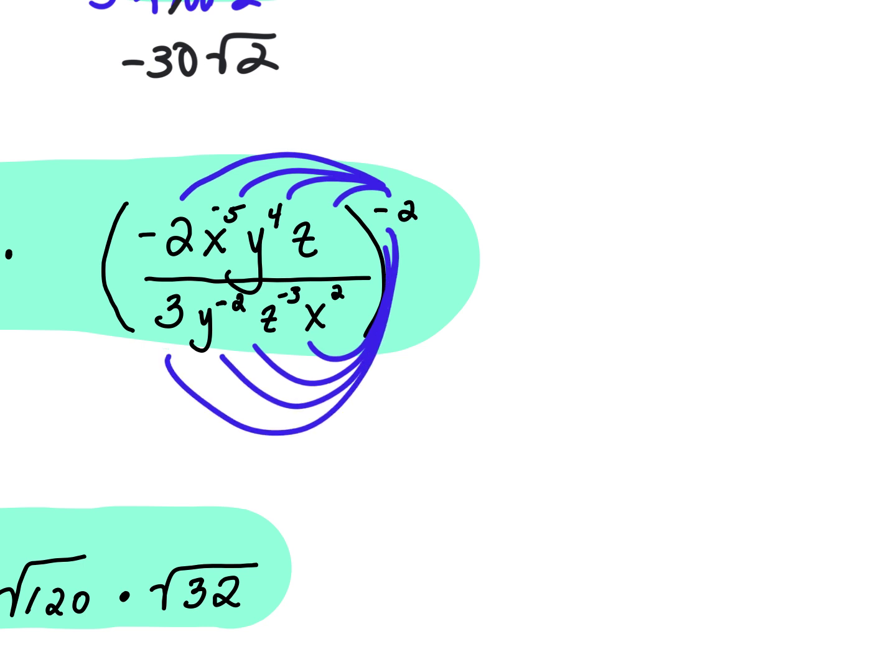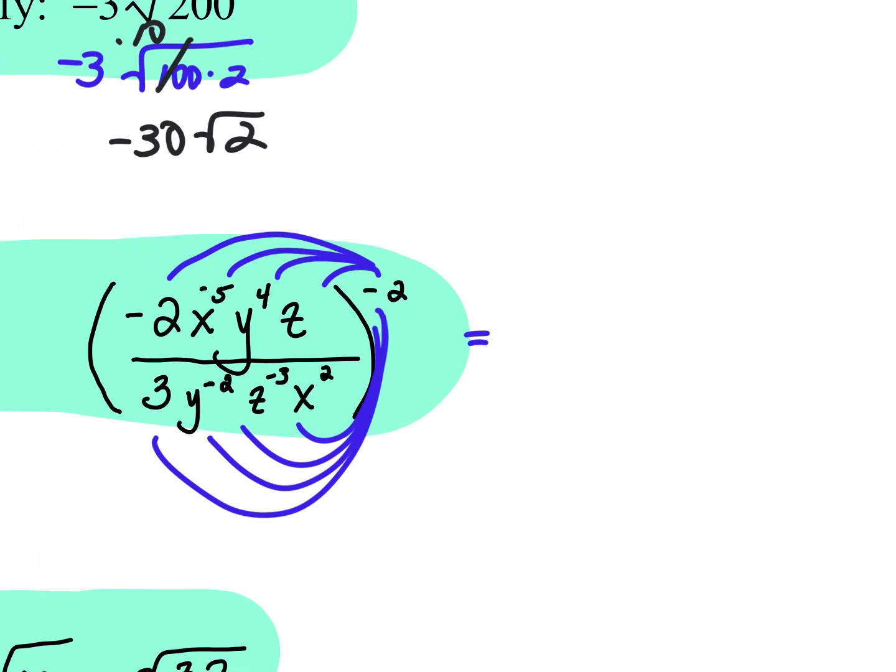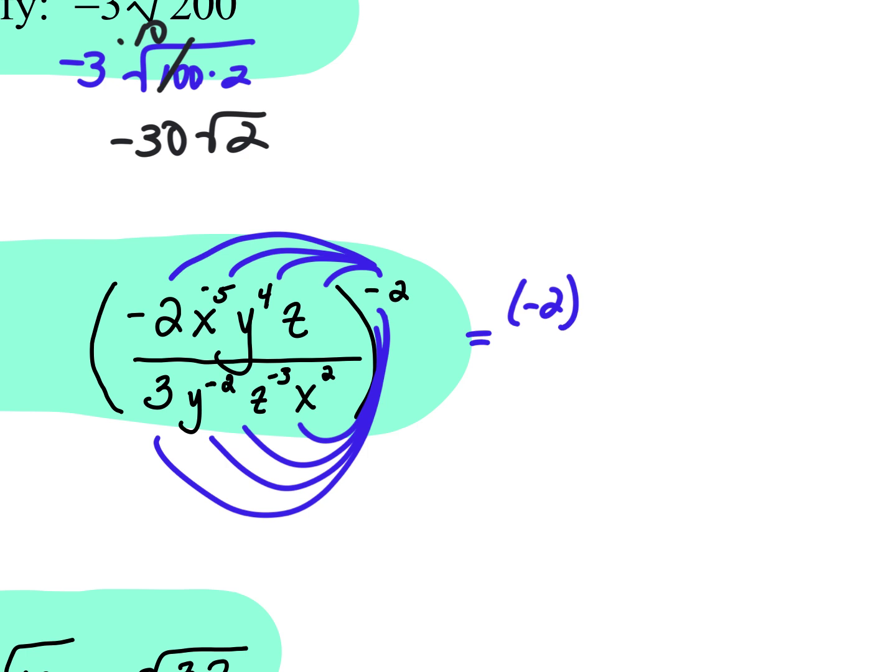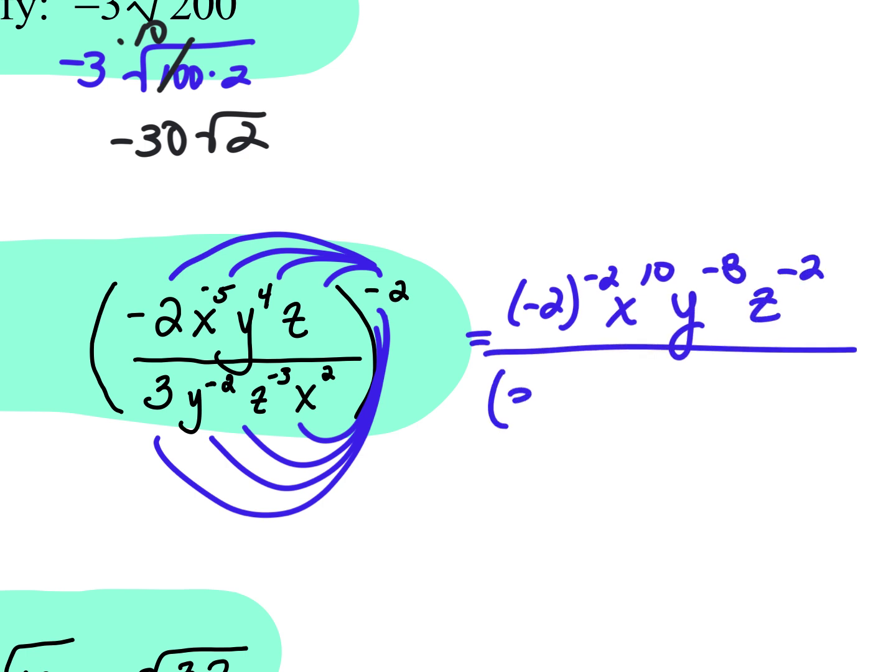Take your time. I'm going to rewrite this as negative 2 to the negative 2. X to the what? Power to a power, we do what? Multiply. So 10. Y to the negative 8. Good. Z to the negative second. Over 3 to the negative 2. Why is this a little tricky?